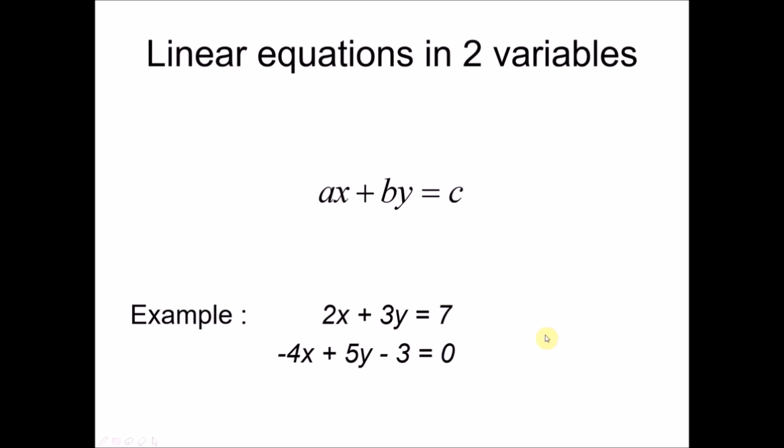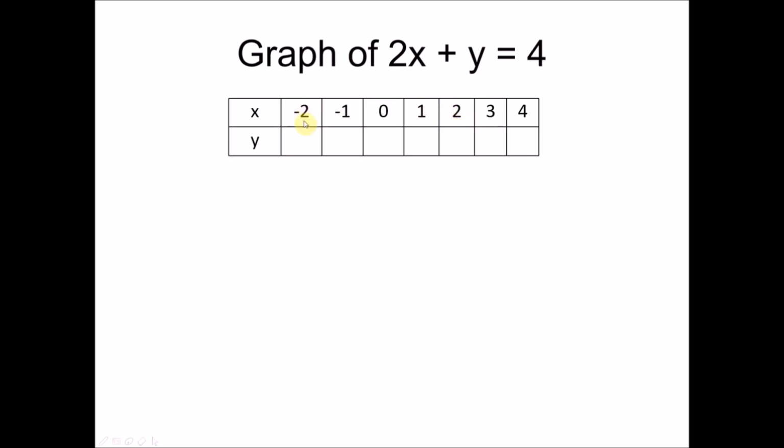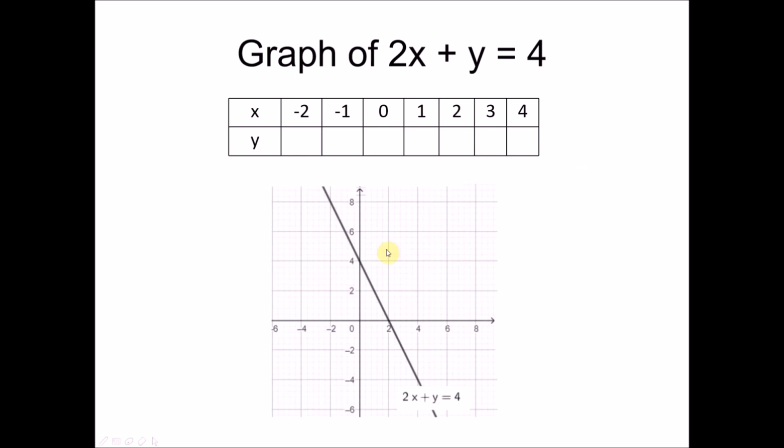A linear equation can be shown in the form of a graph. For example, if we have a linear equation here, 2x plus y equals 4, we can plot this by first drawing a table. We fill in the values of x to find the value of y. Then we plot the graph. When we plot, we will form a straight line. So this straight line represents the linear equation 2x plus y equals 4.